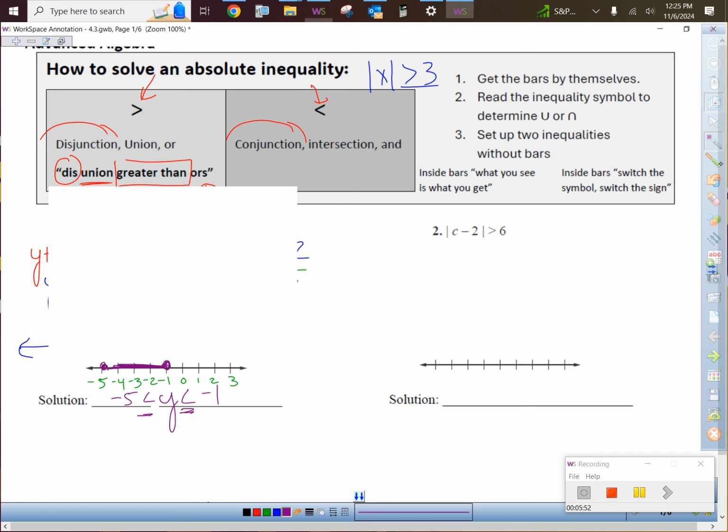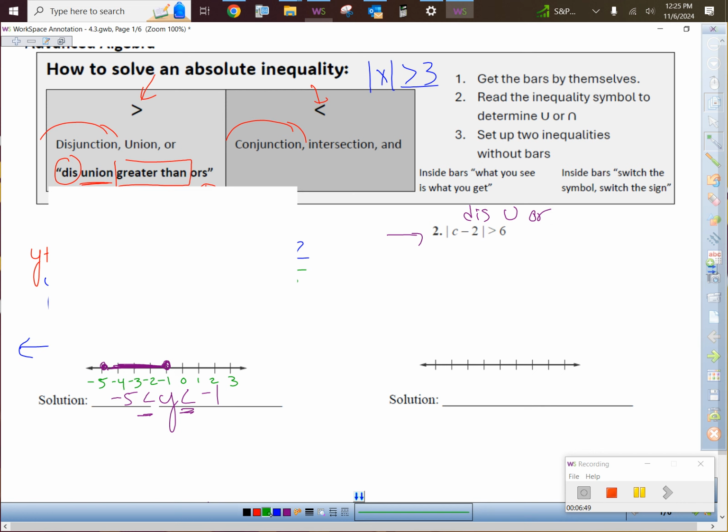So here's my question. Is this an absolute value inequality? Yes or no? Yes. Are the bars by themselves? Yes or no? Now here's the weird part. I'm going to memorize this phrase, disunion greater than or. What symbol is that? A greater than or a less than? So does disunion greater than or fit? Yes. So above that, you will put dis for disjunction. You will put a union symbol because it's a union, and you will put an or, right? This is a disjunction, which means the graph will be in pieces, right? It's a disjunction because we will unite some things together, and it's an or statement.